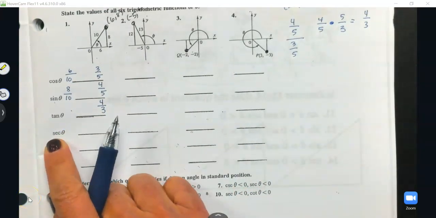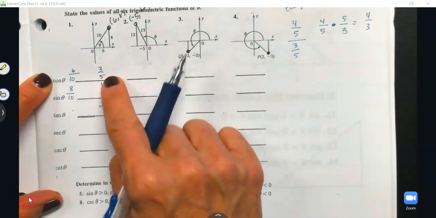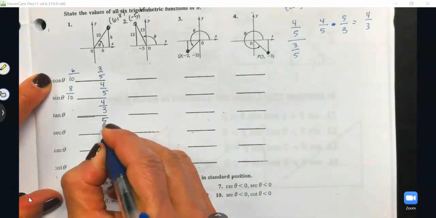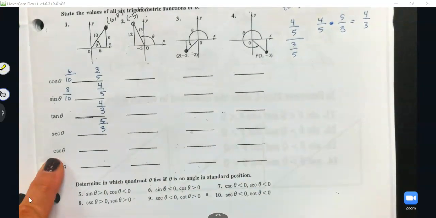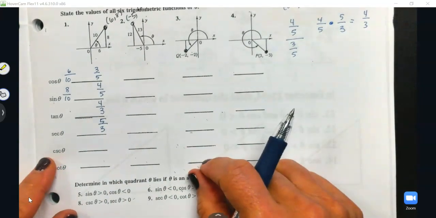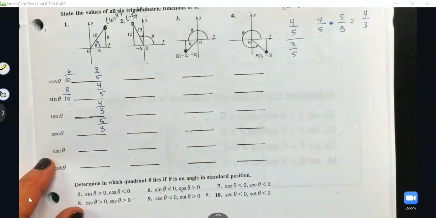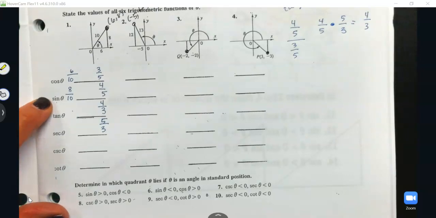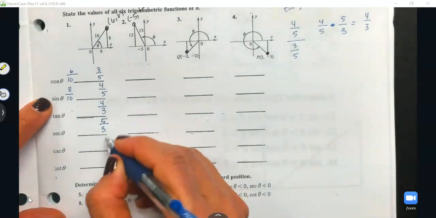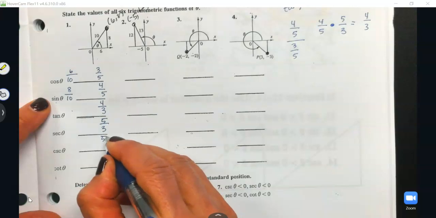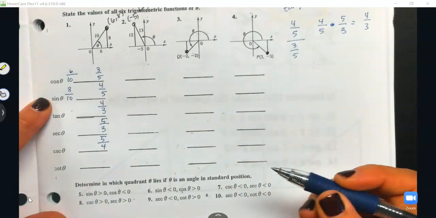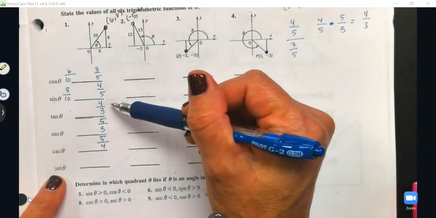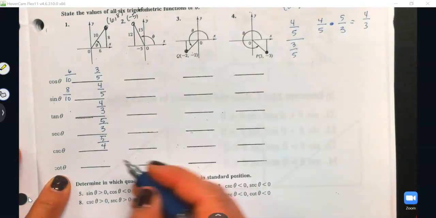What is that the reciprocal of? The one that starts with the other letter. Cosine. So we're going to write 5 over 3. Ooh, that starts with the letter C. It's going to be the reciprocal for the one that starts with the other letter, which is what? Sine. What am I going to write? What's that upside down? Just 5 over 4. And then cotangent, we're just going to flip tangent upside down. Let's write 3 over 4.